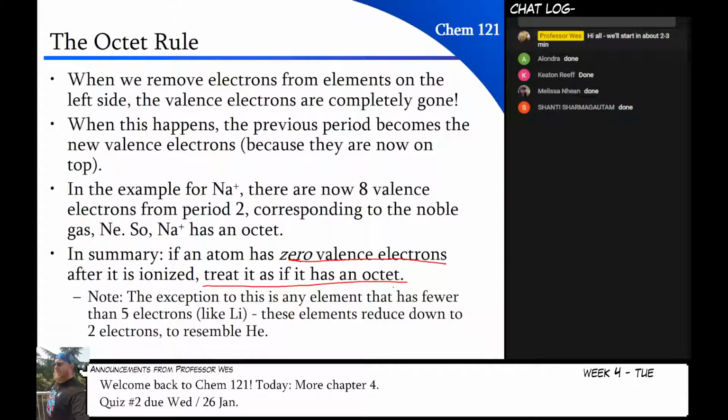Now, do you have to draw the dots for the octet if you have removed all the electrons? No. If you have 0 valence electrons after you've removed your electrons from your atom and formed a cation or positive ion, then the convention is not to draw those electrons. So we only draw electrons when you are adding to get to 8.